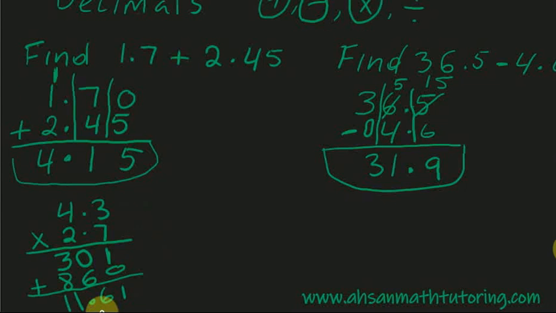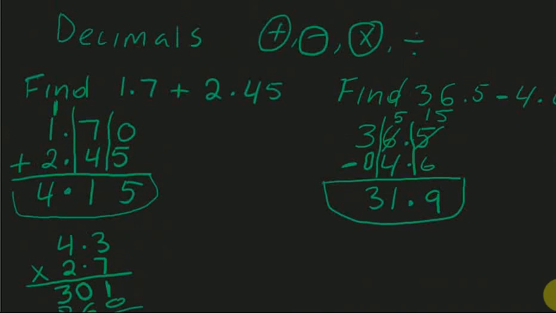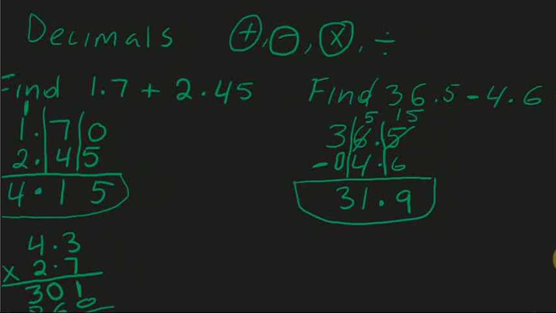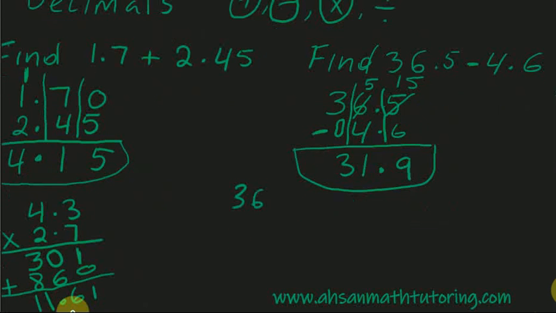So I'm done for the multiplication, and I will start now for the last one, division. Let's say you have to divide 36.8 by 16.